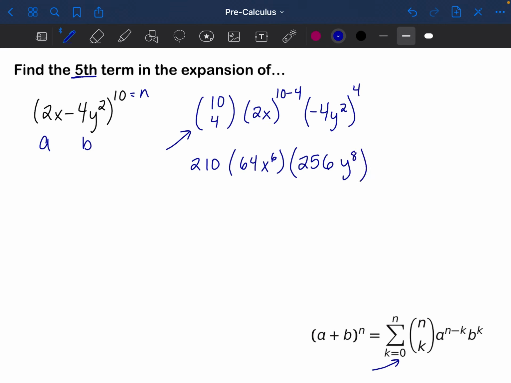Right, so we're going to get a really big coefficient here, and that's totally fine, right? Simplifying by multiplying those coefficients, those constants, and we get this very nice number, times x to the 6th, y to the 8th. And that's our fifth term in our polynomial.